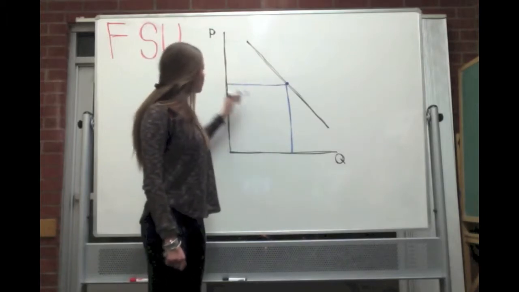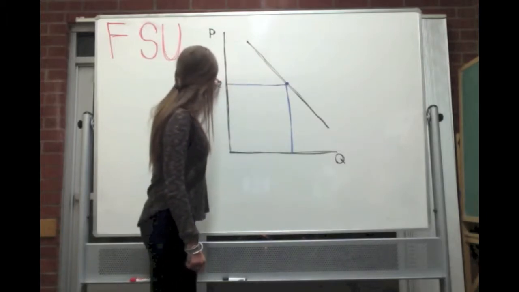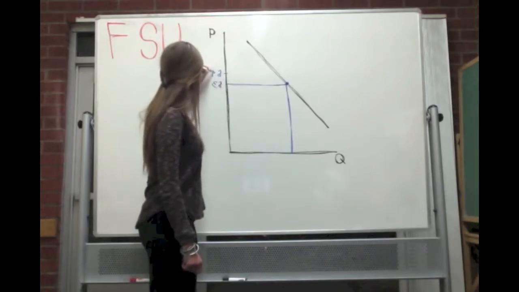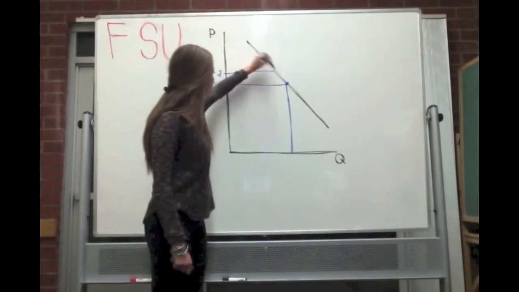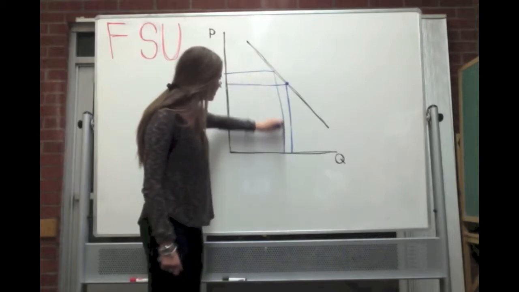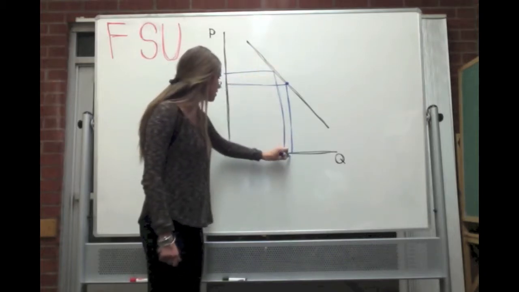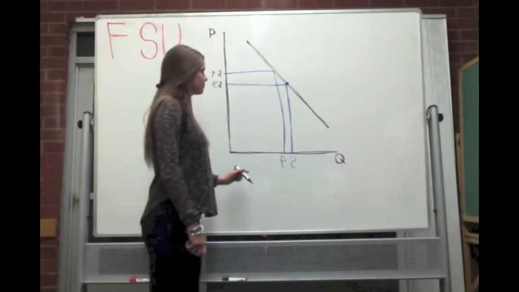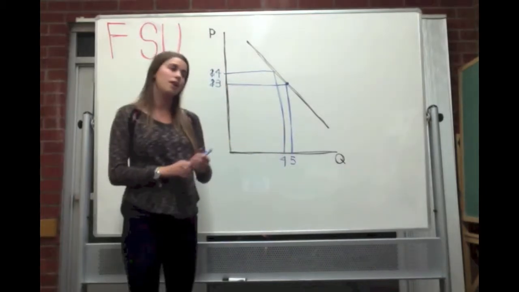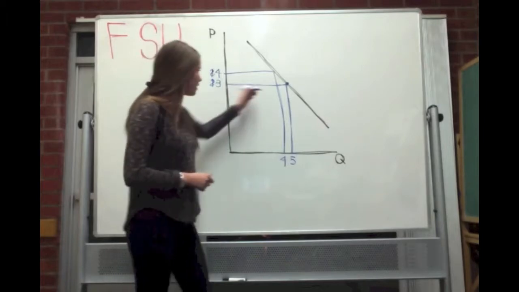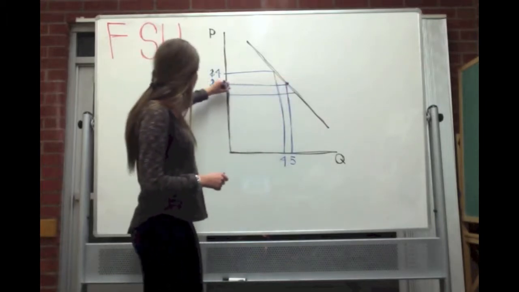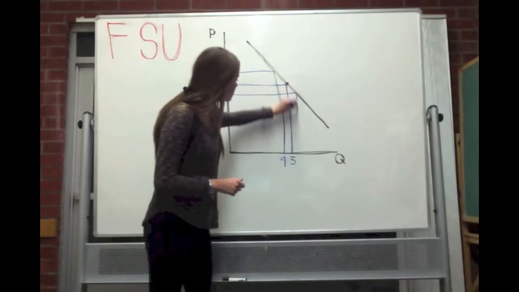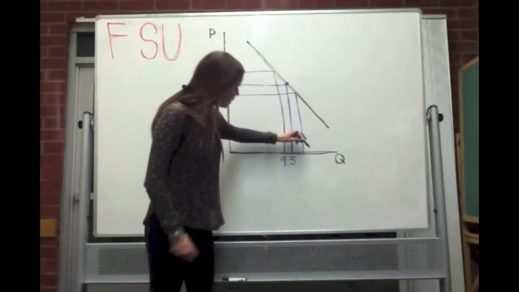If you increase your price, here is $3, here is $4. If you increase your price, your quantity demanded decreases. So this was at 5, and now it's at 4. So for the same reasoning, a decrease in price to $2 leads to an increase in quantity demanded.